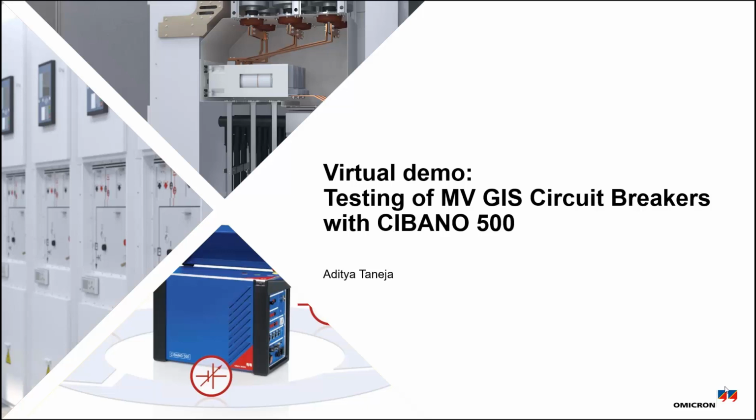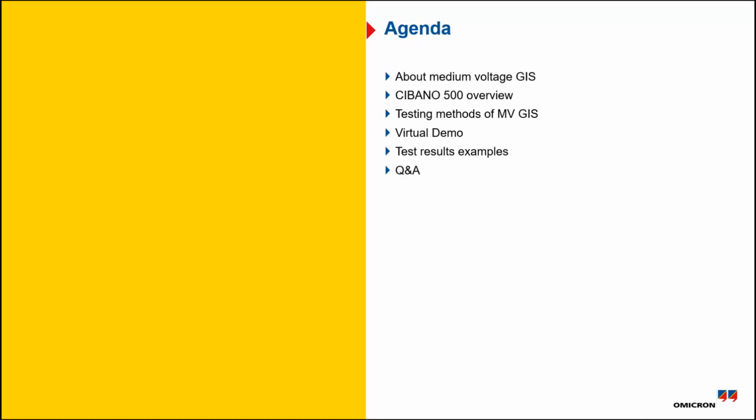Today we are going to look at a virtual demo of testing medium voltage GIS circuit breakers with Sibano 500. My name is Aditya Taneja and I'm the regional application specialist. In today's agenda, we are going to look at what medium voltage GIS is about. Then we will look into the testing product, Sibano 500. Then we'll look at various testing methods of medium voltage GIS with Sibano. Then we will look at practical examples and test results, and then I would be happy to answer your questions at the end.